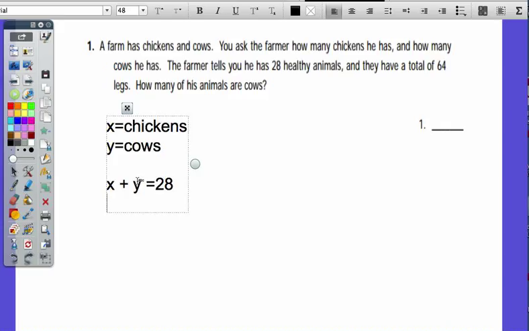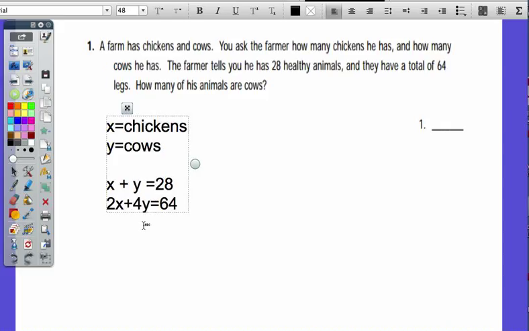So we know we have a total of 64 legs. So we're going to write an equation that is equal to 64. And so we have the number of legs. Well, X represents chickens, and we know chickens have 2 legs for every chicken. So 2X plus, and cows have 4 legs for every cow. So 4Y better equal 64.